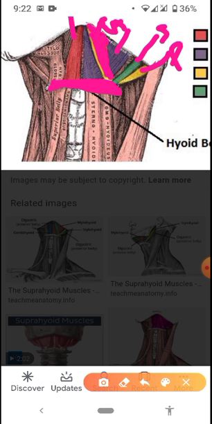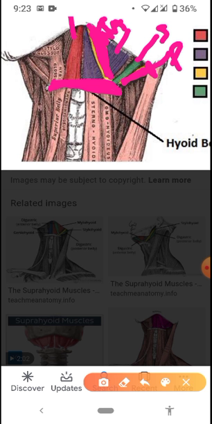The anterior belly is coming from the body of the mandible. It is in front of you, and you can see that it is coming a bit from the body of the mandible. And the posterior belly is coming from the mastoid process of the temporal bone. Here is the temporal bone, and the mastoid process of the temporal bone. So the posterior belly of the digastric muscle is coming from the mastoid process of the temporal bone.